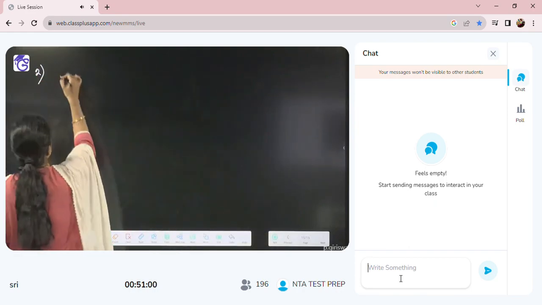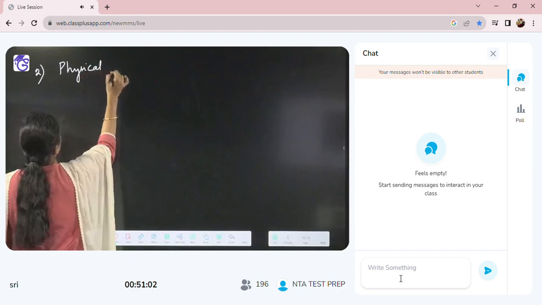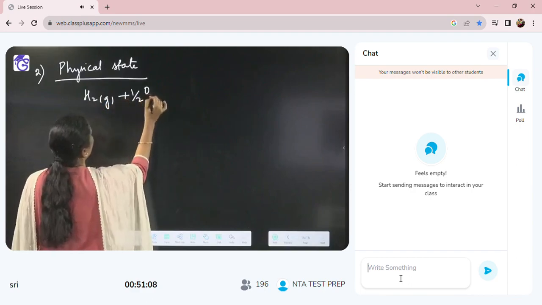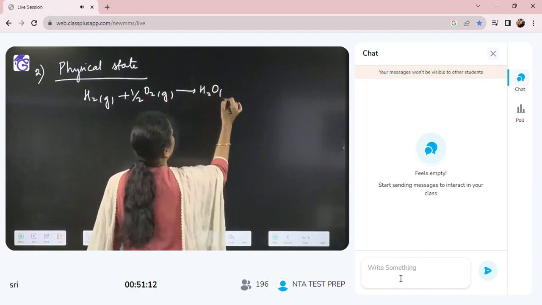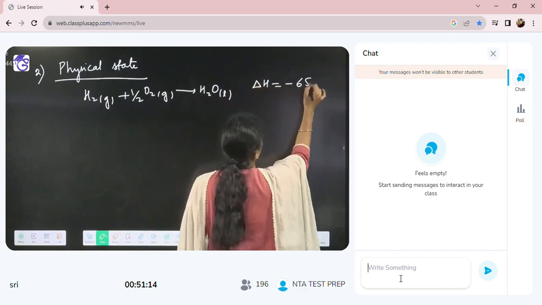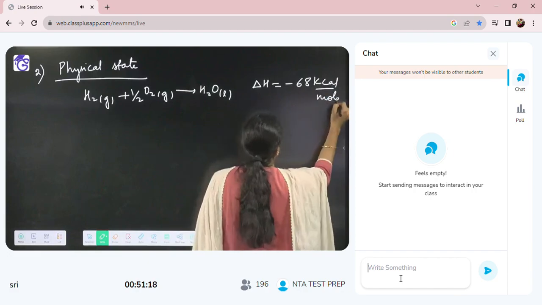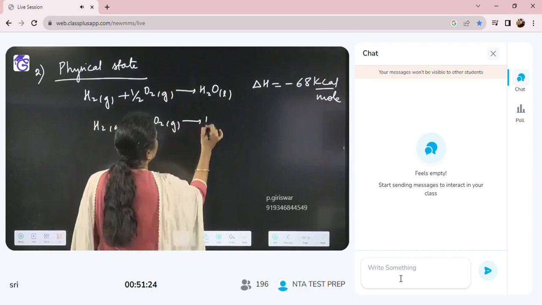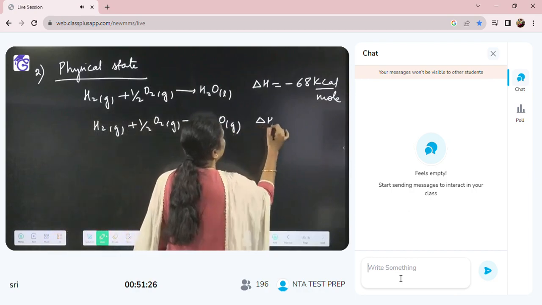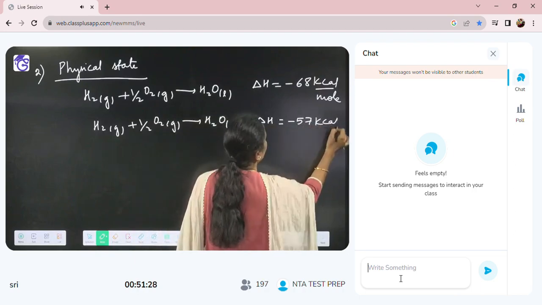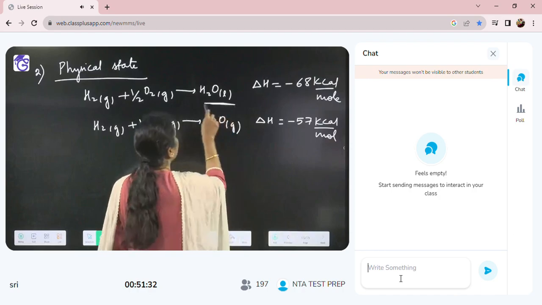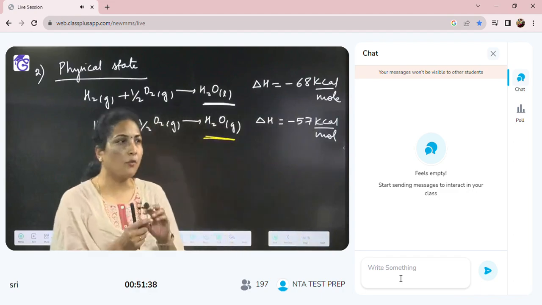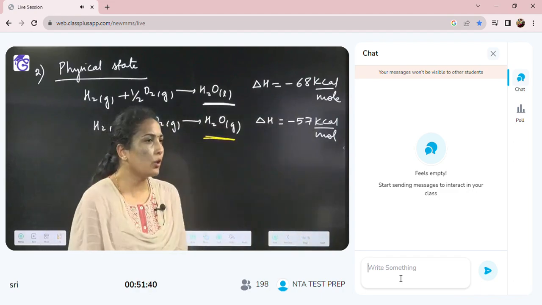Second one, you are having basically physical state. Suppose I am having H2 gas plus half of O2 gas. It is forming H2O liquid. Delta H for this is minus 68 kilocalorie per mole. But if at all I go for H2 gas plus half of O2 gas, it is forming H2O gas. Delta H is found to be minus 57 kilocalorie per mole. Now if you carefully observe, in one I am making liquid, in another one I am making gas. Now do you agree the physical state of H2O liquid is different than the physical state of H2O gas?